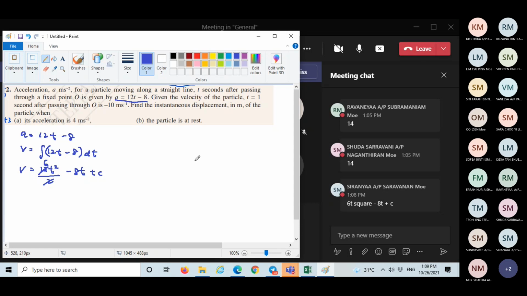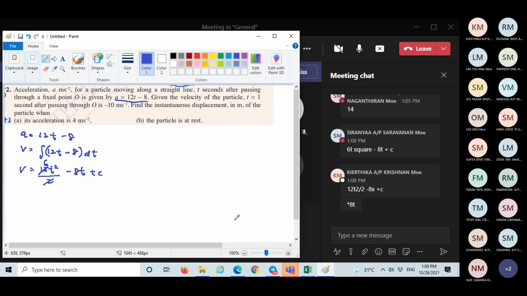Next girl, I want to find the c. Can you please tell me what condition I can put for the t and the v?